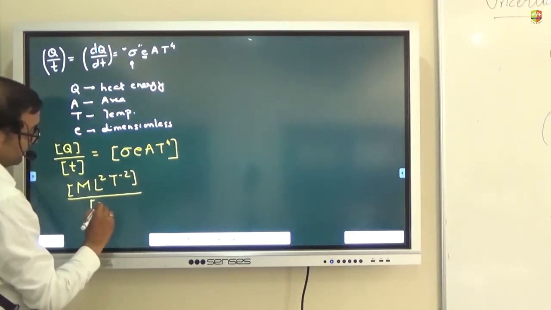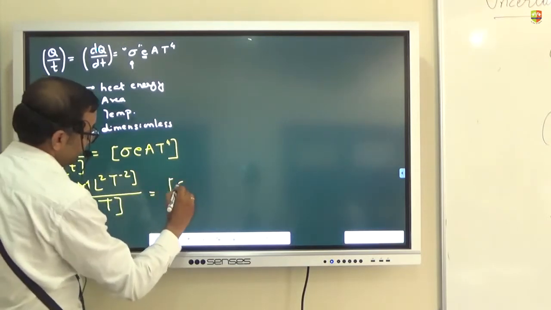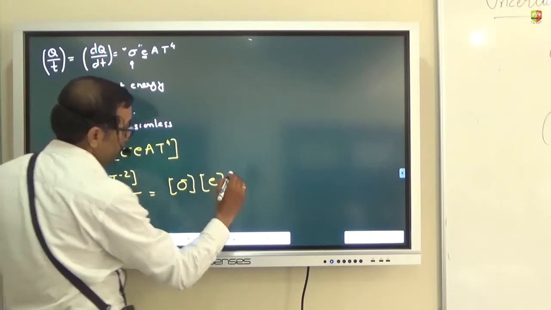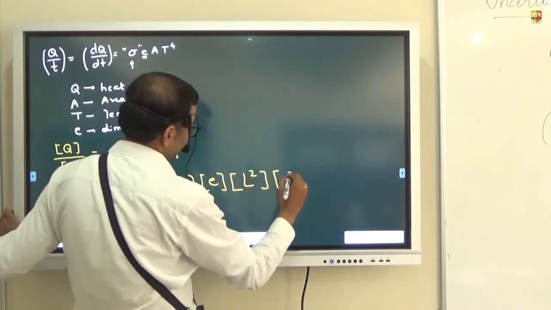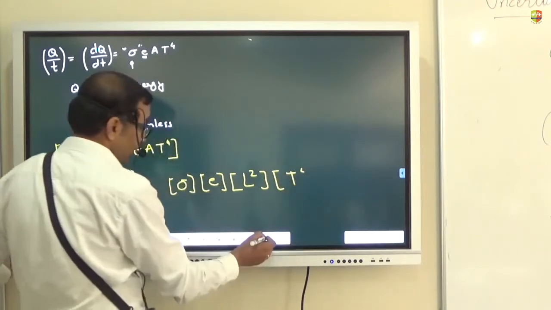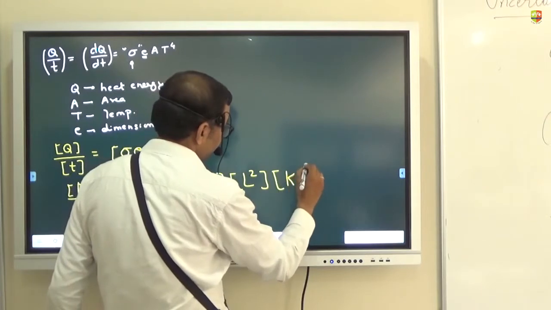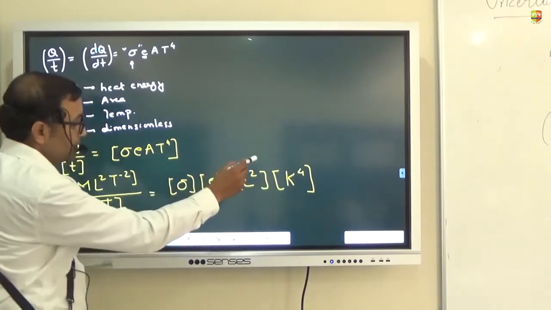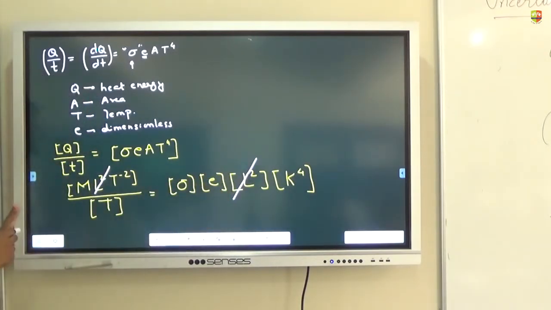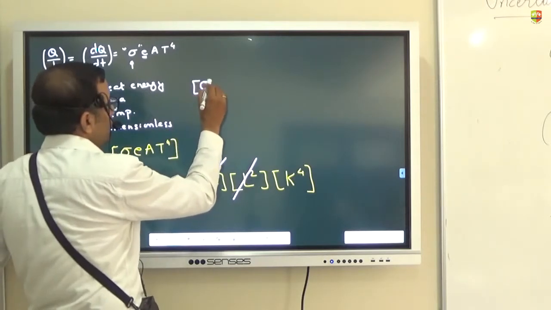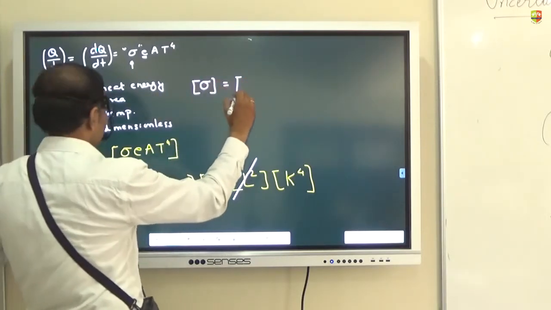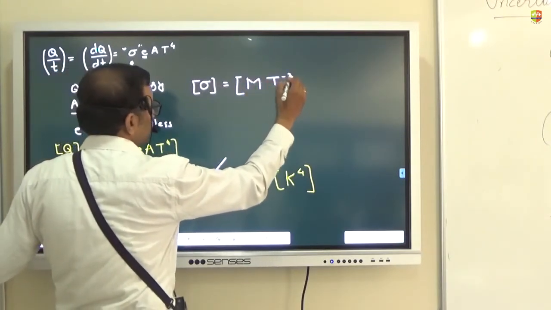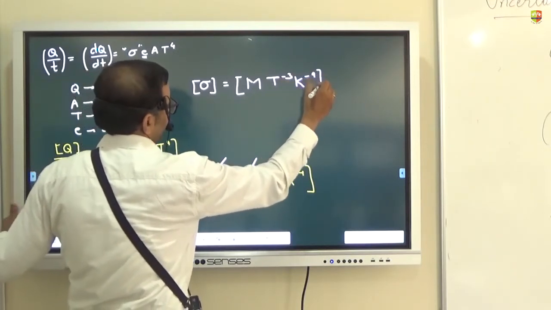Dimension of T is time, T. This is the dimension of sigma, dimension of E, dimension of area is what? L square, dimension of temperature to the power 4 is K. We have to write K here because T is taken by time. All of you understood this? So L square is gone. This has no dimension. Okay? So the dimension of Stefan's constant sigma is M T minus 3 K minus 4. This is the dimension.